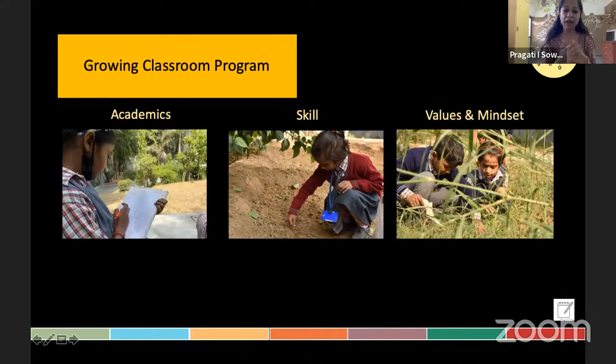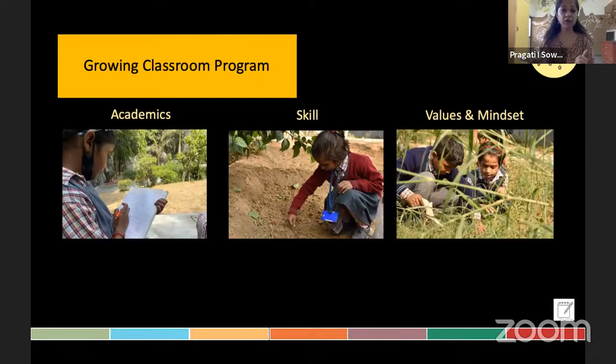How do we do that? So before I move forward, I would request all of you to make these 3 columns in a notebook using a pencil. One column would be academics, then skills, and then values. Just make these columns because moving forward, we'll be seeing some videos.